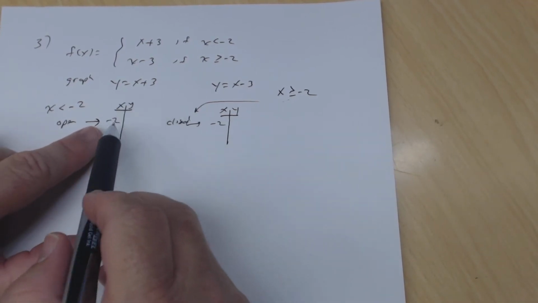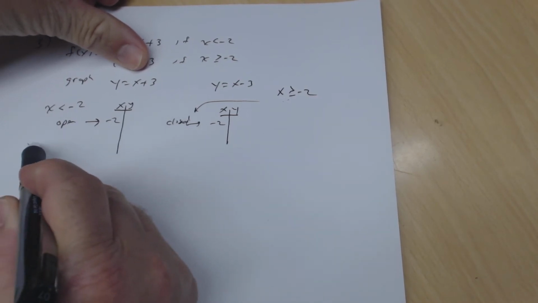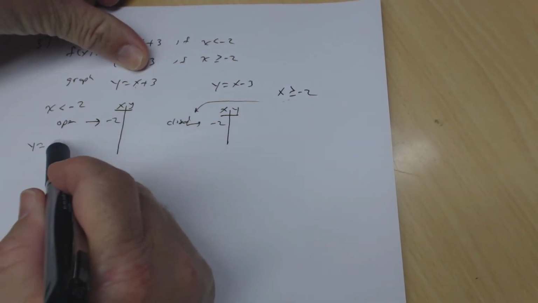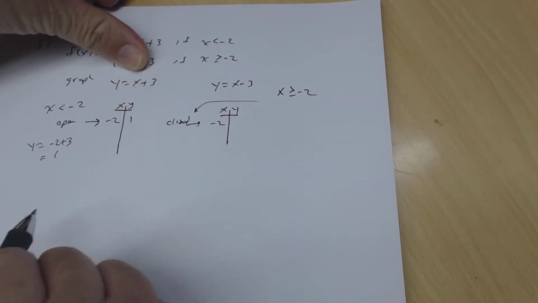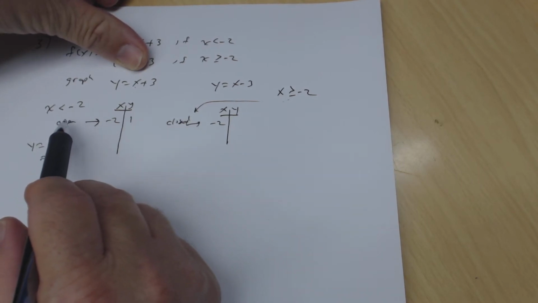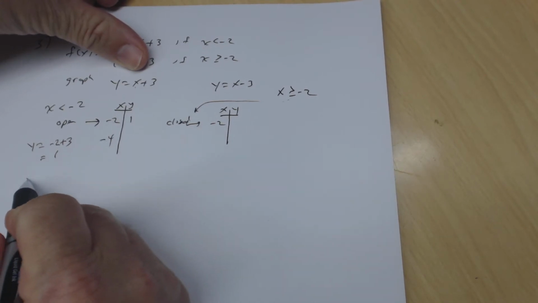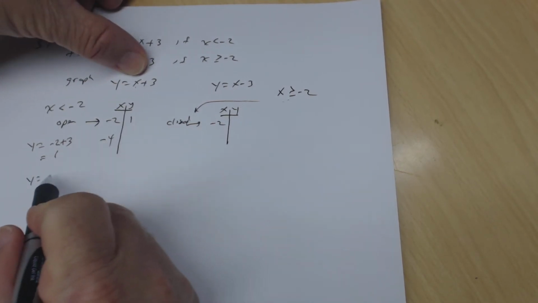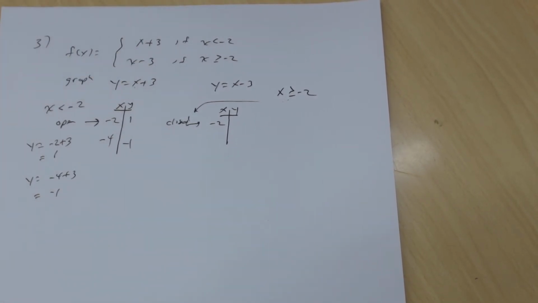Alright. So let's do this one first. So when x is -2, I'm going to say y equals x, which is -2, plus 3, which is 1. So I get the point -2, 1. Remember, all you need is one more point. So give me another number that's less than -2. So let's say -4. So if x is -4, I get y equals x, which is -4, plus 3, and that equals -1.